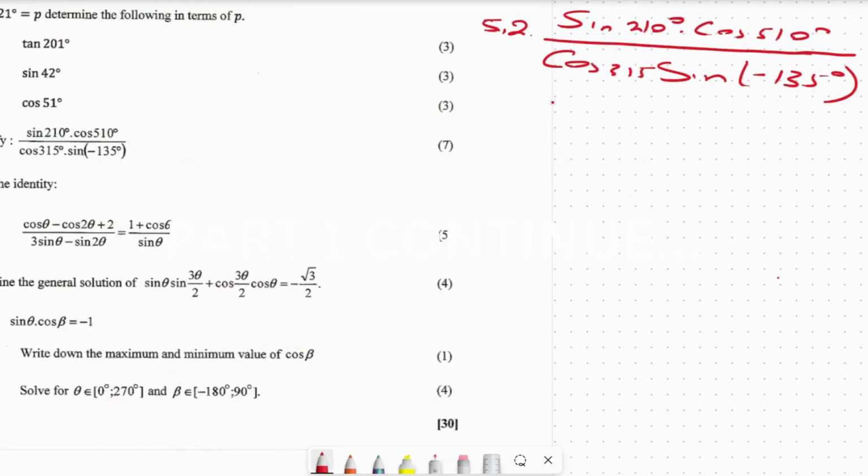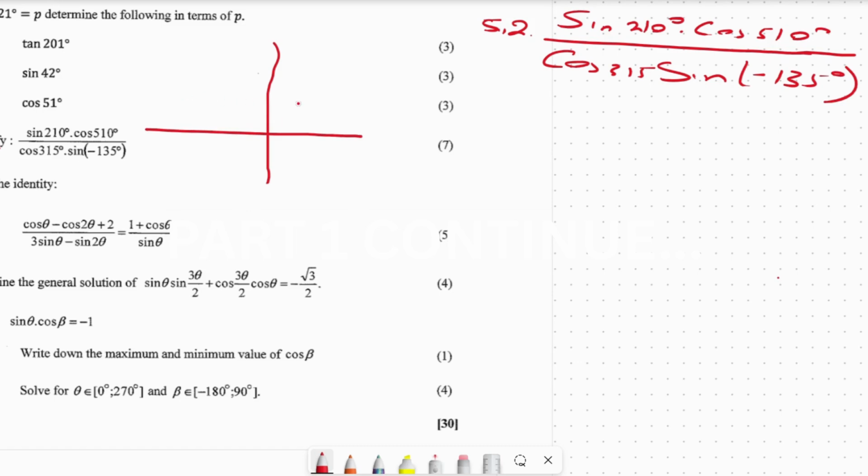So now let's look at 5.2 here. The question says simplify. So what does it mean by simplify? It means you're trying to reduce this expression until it becomes one number or one ratio. That is what we're going to do. How we're going to do that is we're going to apply the reduction formulas.